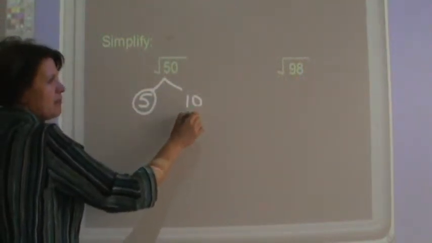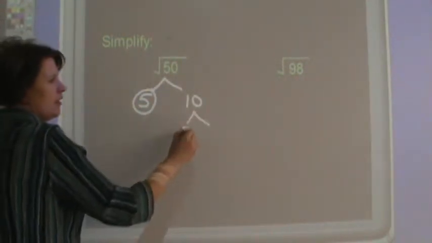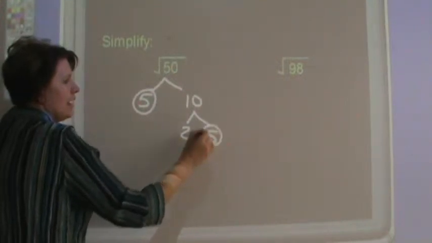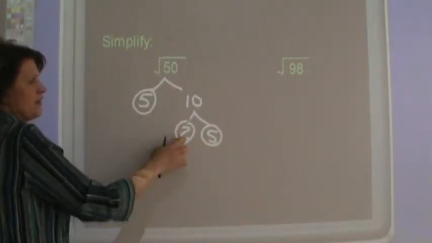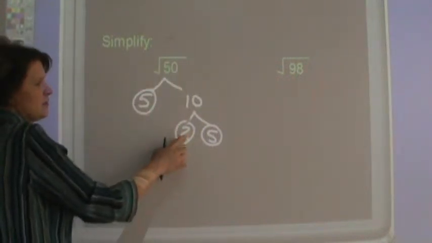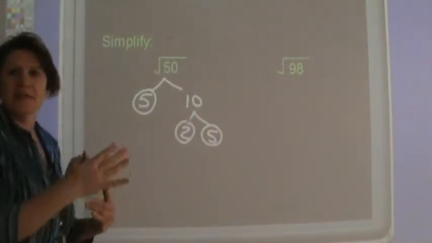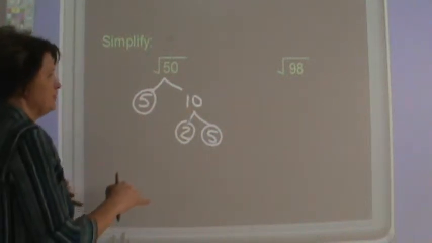10 is not prime, meaning I can break it down a little further. I get 2 and 5. Okay, these are all prime numbers. 5 times 5 is 25 times 2 is 50, or 5 times 2 is 10 times 5 is 50. It all gets me 50 no matter what order I multiply it in.